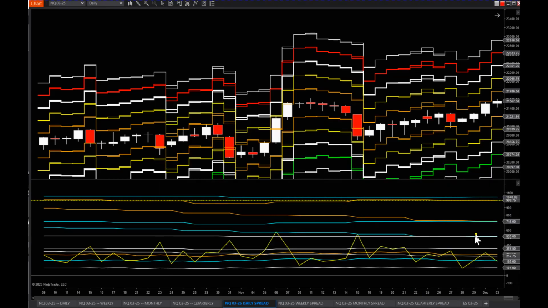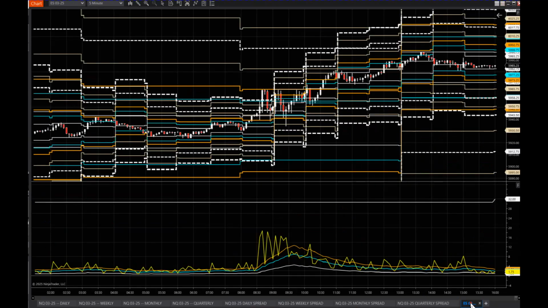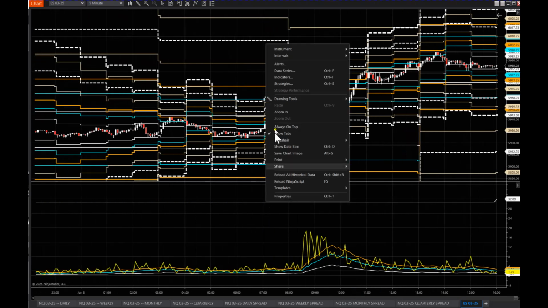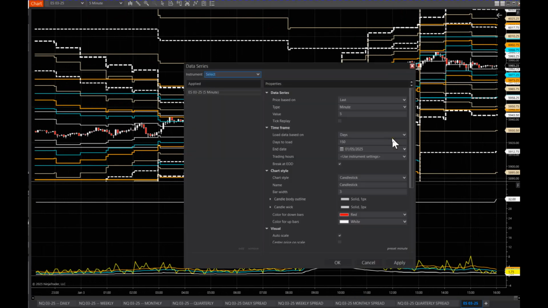All right, so that's it for now. Let me know if you have any questions. Putting these indicators on the chart is not that difficult. You just have to know how many days of data to have on your chart. And for daily, it's 150.